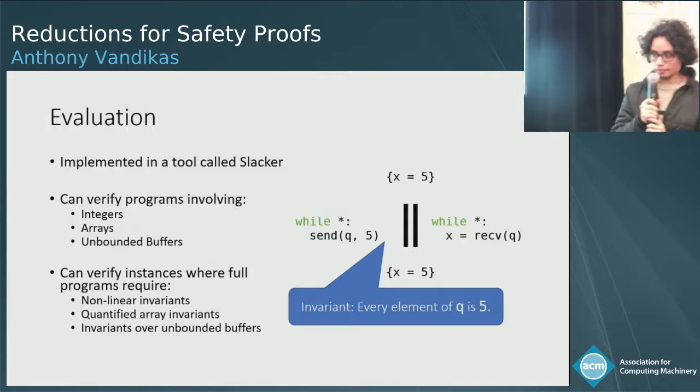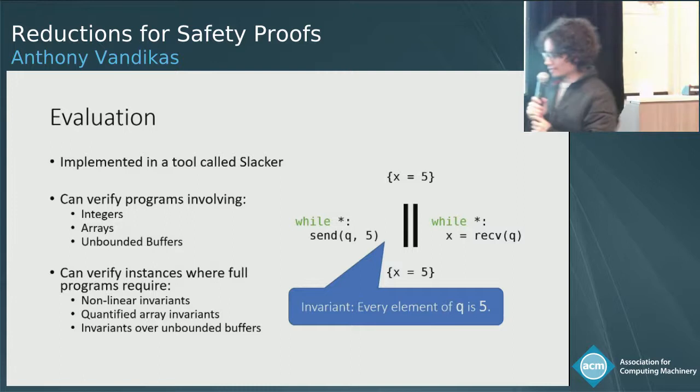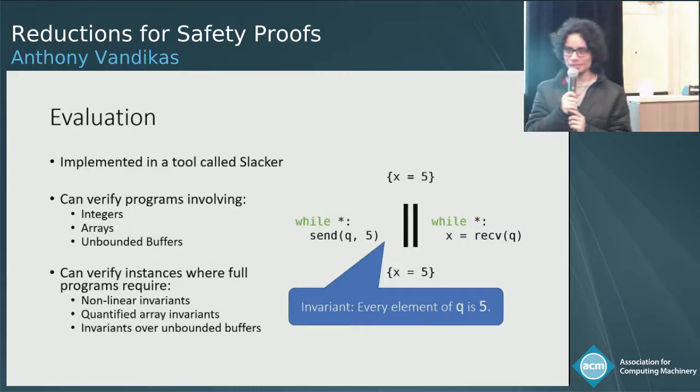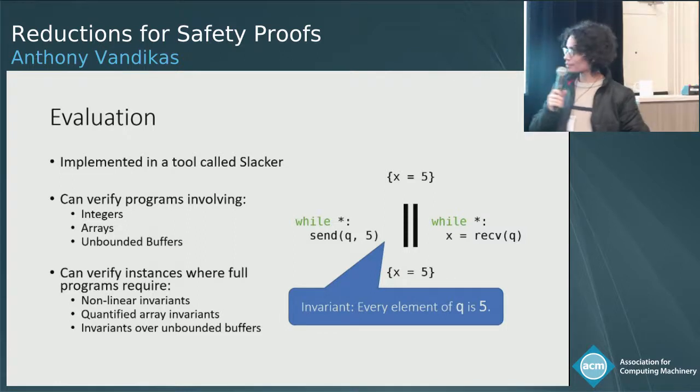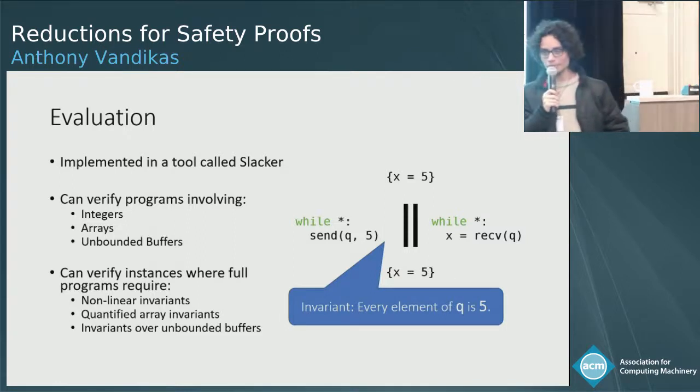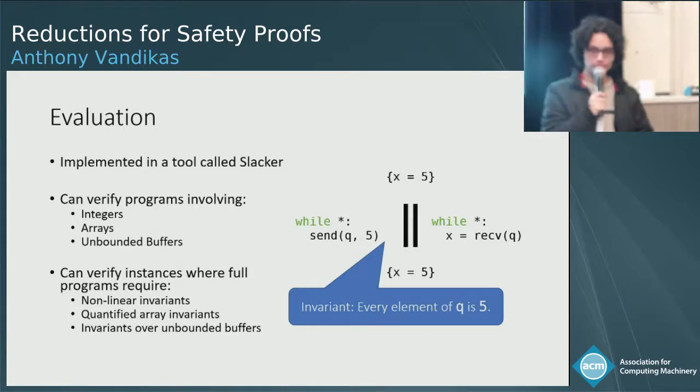So it's hard to give an exact number since, as I mentioned, there's an infinite number of them. But our notion of reduction is actually incomparable with Lipton's reductions, and we give examples in the paper of things that are Lipton reductions and things that aren't.